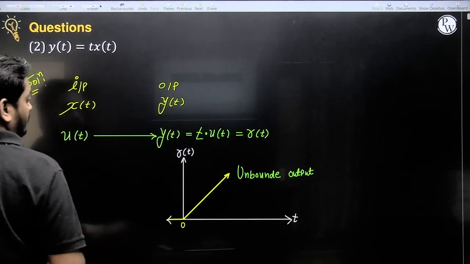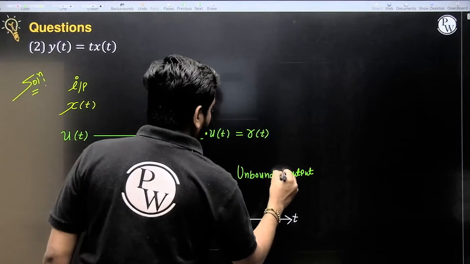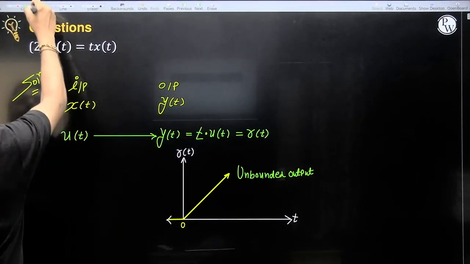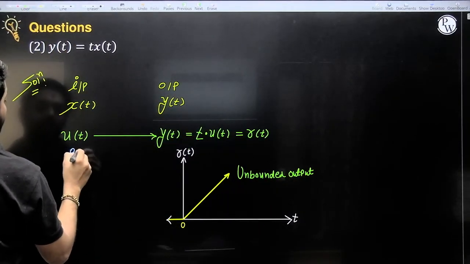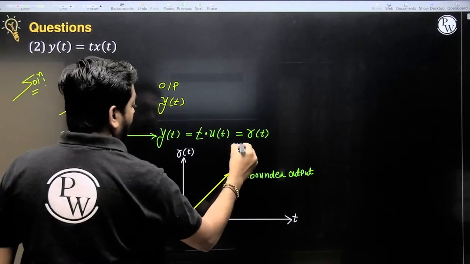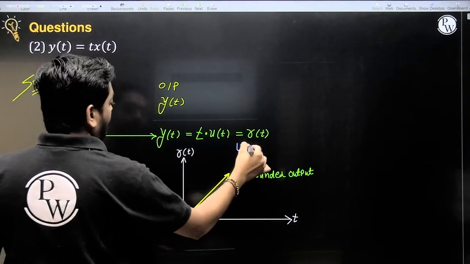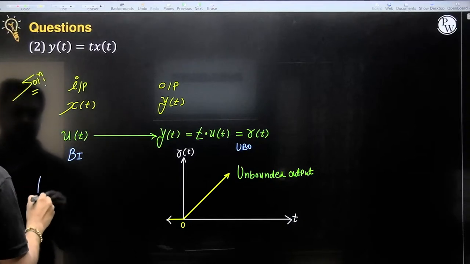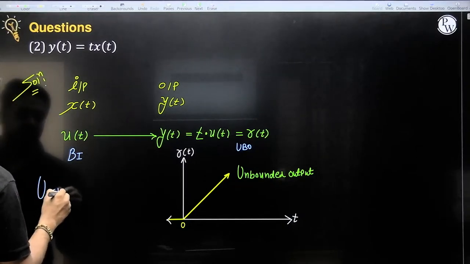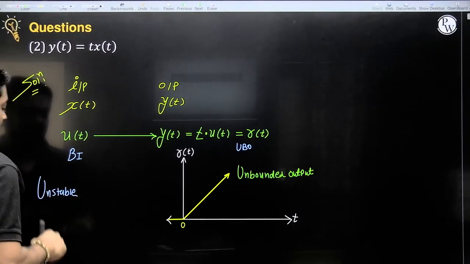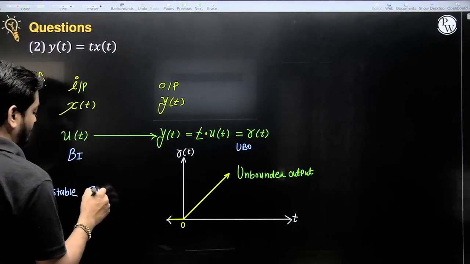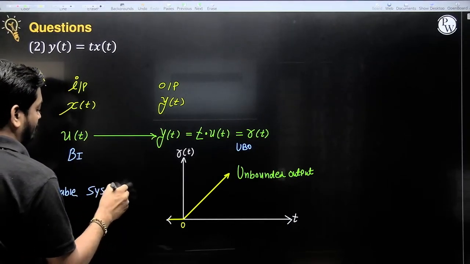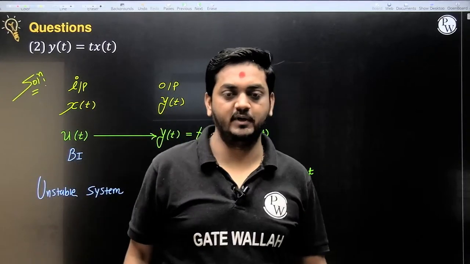Unbounded output. So for bounded input, guys, we are getting unbounded output. Correct? Given system is an unstable system. Given system is said to be unstable. Fine.